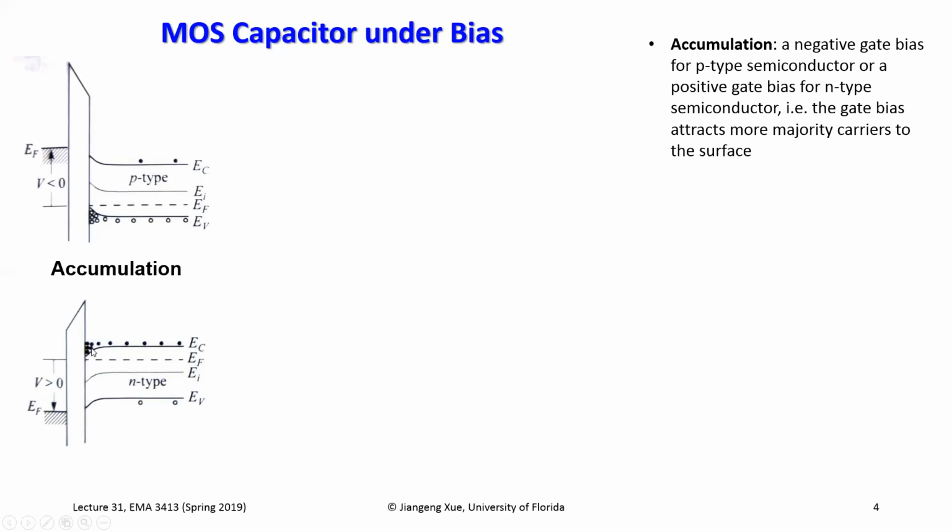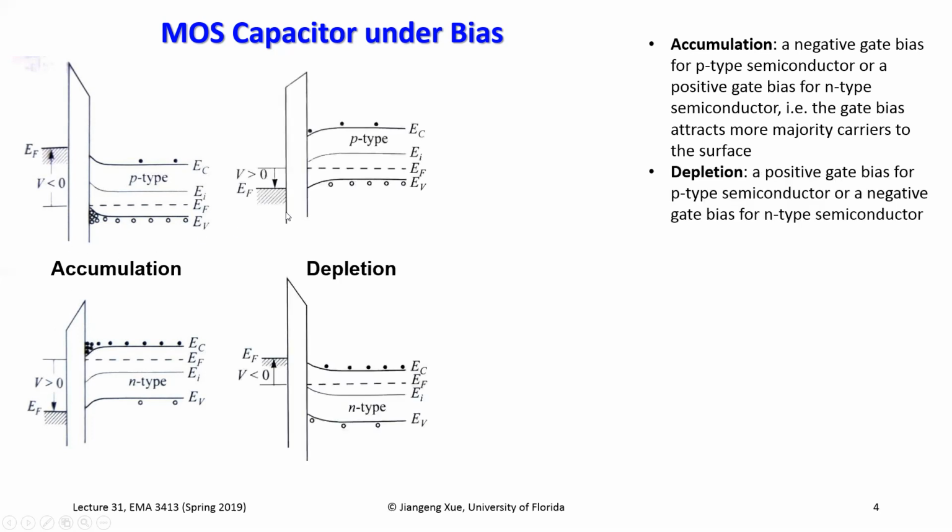So this is accumulation. And if we reverse the polarity in both cases, then we can achieve so-called depletion. Instead of attracting excess holes to the interface, now we repel the holes away from the interface by applying a positive bias on the metal side for a p-type semiconductor, or a negative bias on the metal for an n-type semiconductor. This repels the charges away from the interface such that at the surface of the semiconductor, it's less p-type than it is in the bulk, or less n-type than it is in the bulk.